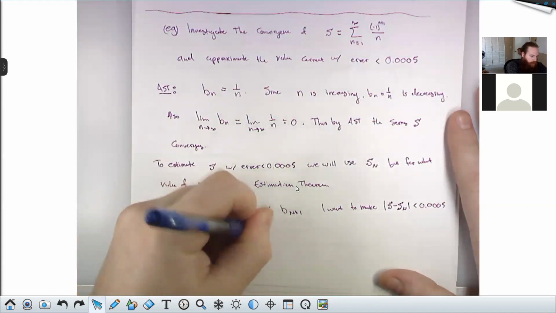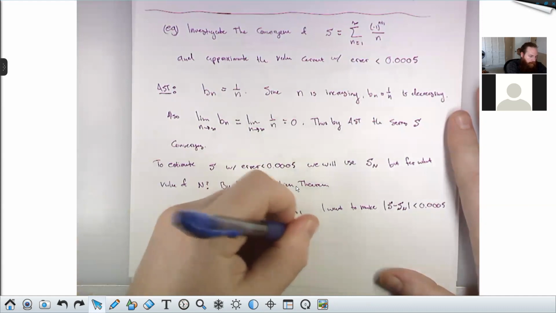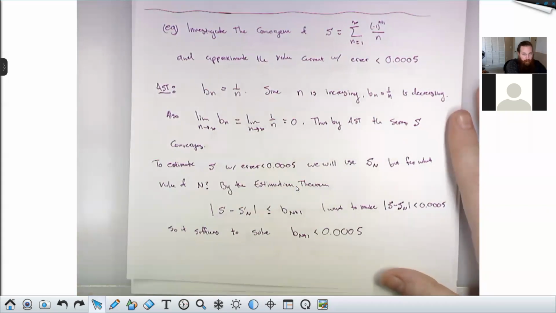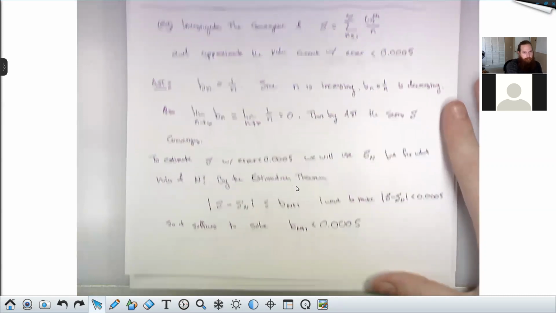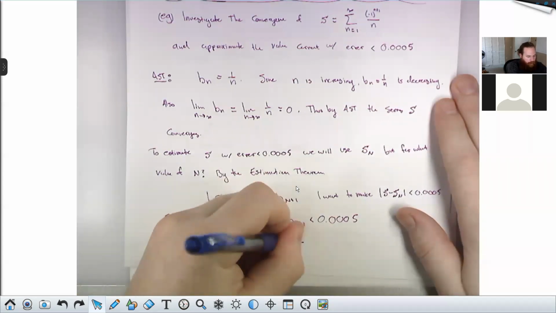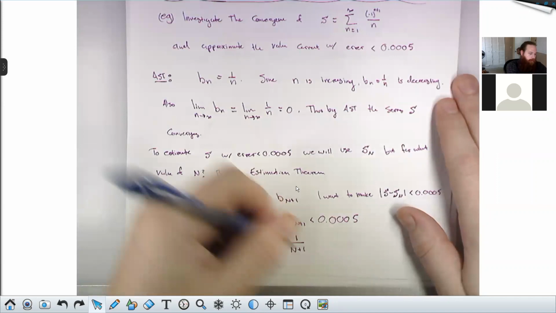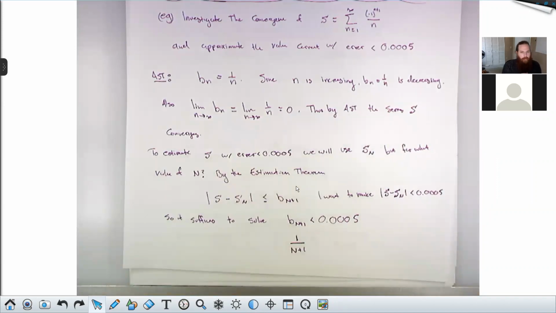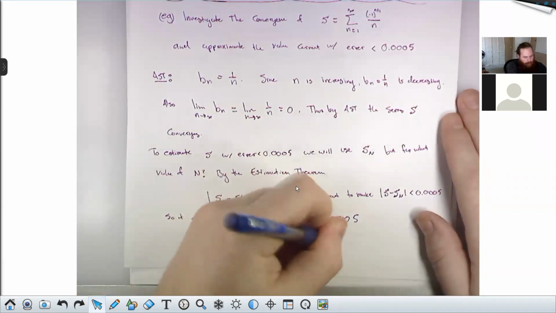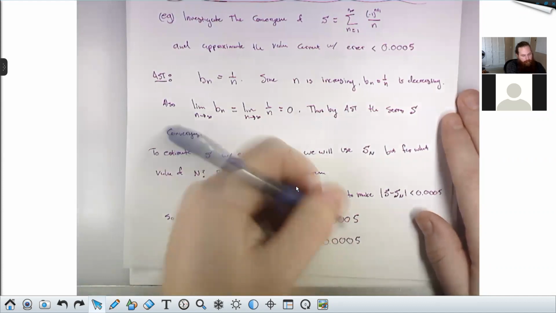So it suffices to solve b_(N+1) is less than 0.0005. Since Timmy is shorter than Joe, if Joe is shorter than Sally, I will know that Timmy is shorter than Sally, right? It's the transitive property. b_(N+1) is 1 over capital N plus 1, because b_n is 1 over n. So I need to solve 1 over capital N plus 1 is less than 0.0005.